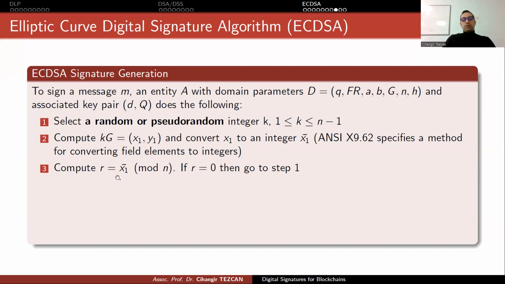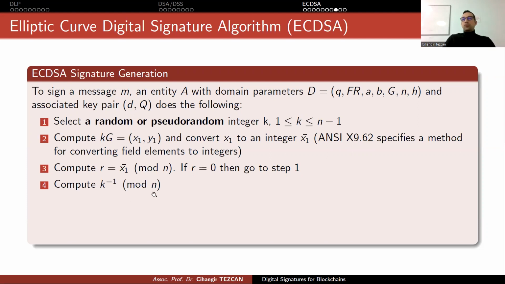So now I compute R, which is x1 mod n. If R equals 0, then go to step 1, okay? This is again important, by the way. When you implement this, you have to check if R equals 0, okay? People didn't do it again in Java at some point, so there was a point where you could provide blank signatures where Java thinks that it is valid, okay?